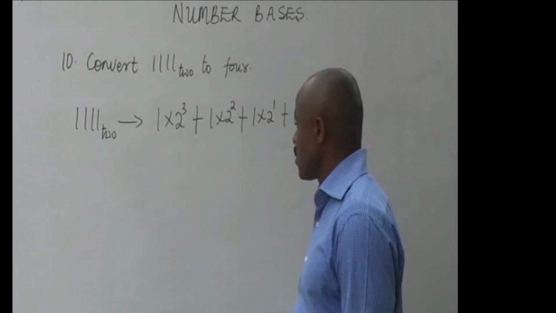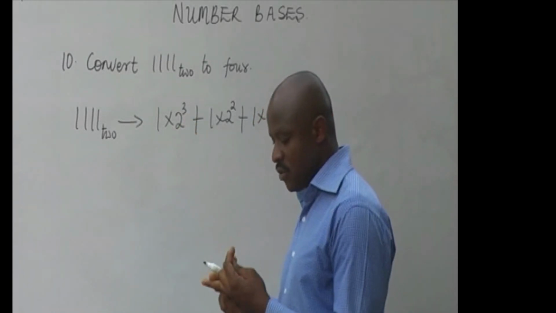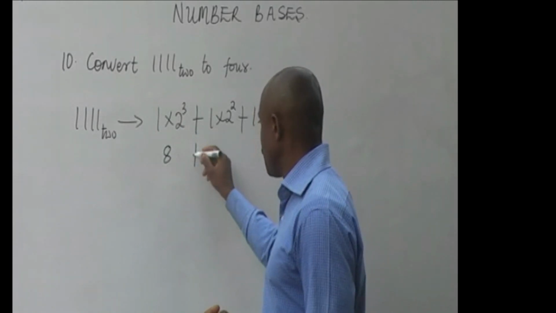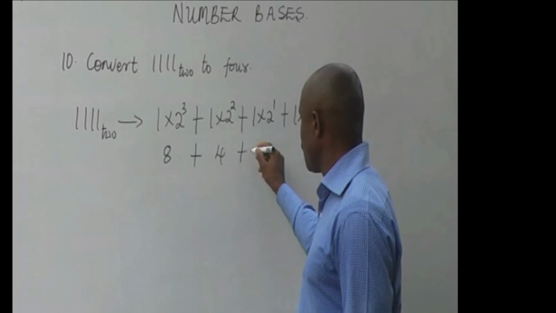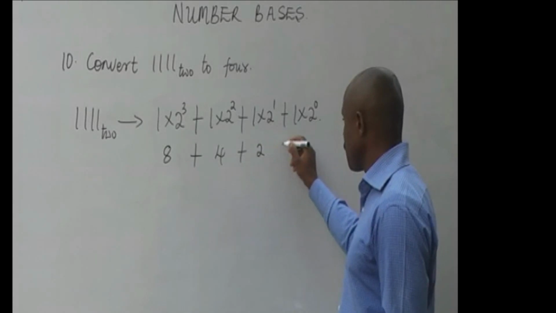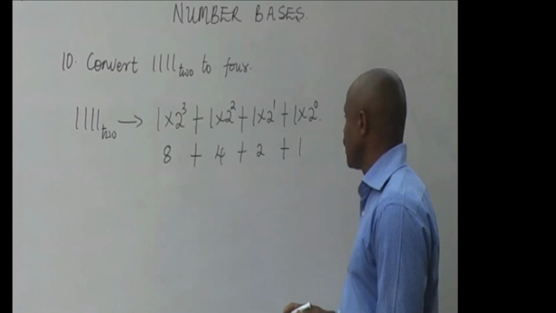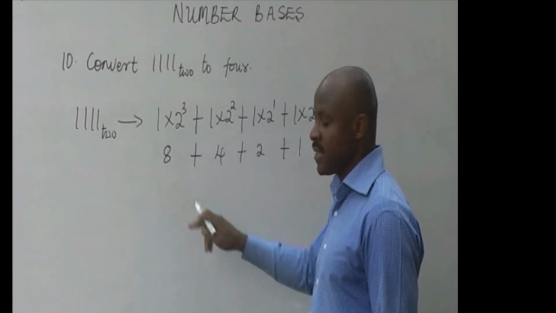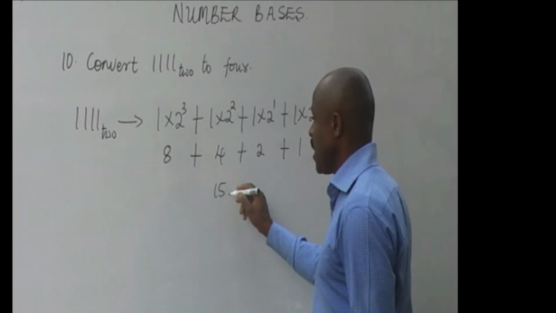So now let's multiply out. 2 exponent 3 means 8. 2 times 2 is 4, 4 times 2 is 8. So 8 times 1 will give you 8. Plus 2 squared is 4. 4 times 1 is 4. Plus 2 exponent 1 is 2. 2 times 1 will give you 2. Plus 2 exponent 0 is 1. 1 times 1 is 1. So we have 3 plus 4, 7. 7 plus 8, 15. So that means the value of this is 15 base 10.